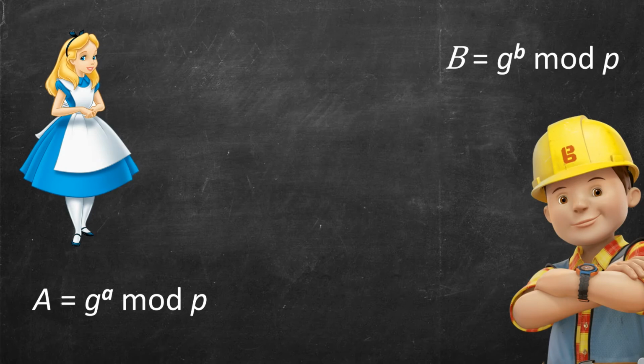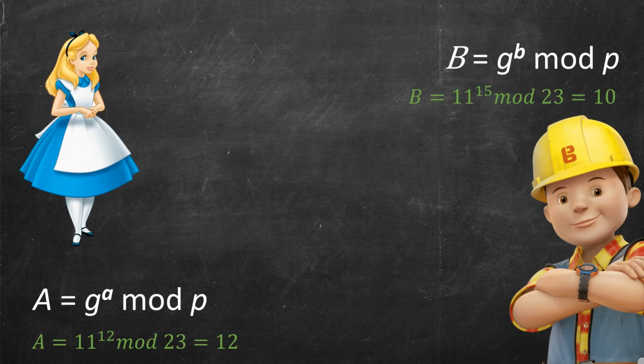I mean, just ask your friends. There's nobody who actually calculates these things. Anyway, the math isn't actually that complicated. Alice basically just calculates capital A, which is G to the power of A mod P, and Bob calculates capital B, which is G to the power of B mod P. And if you're wondering, Alice gets the number 12 and Bob gets the number 10.